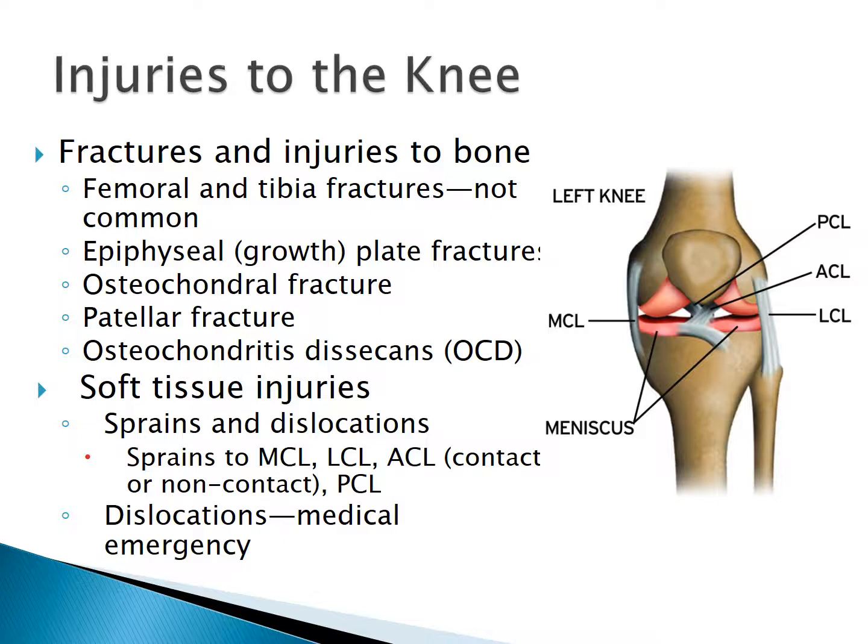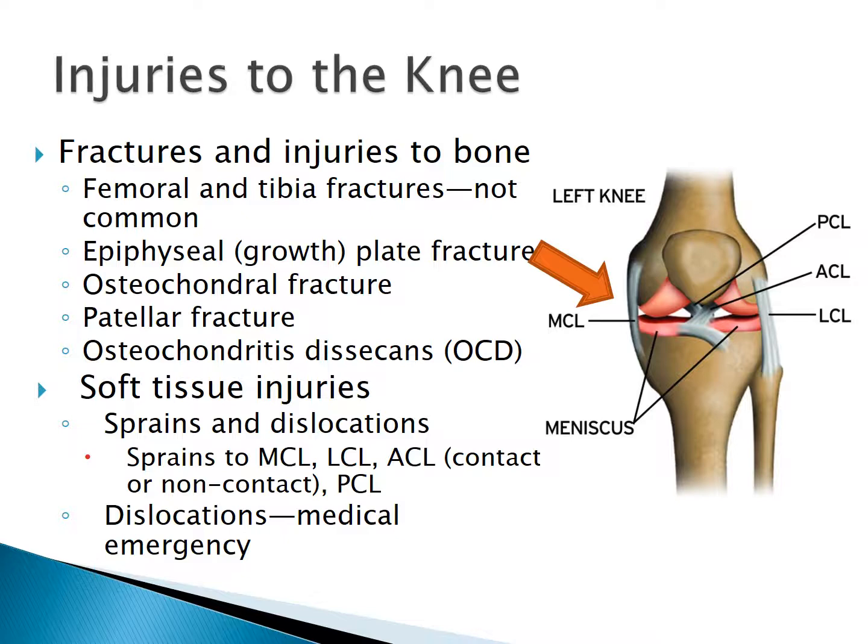Sprains to the MCL take place when the lateral aspect of the knee is hit and the resulting valgus force causes the MCL to stretch or rupture. The mechanism of injury for the LCL injury is effectively the opposite of the MCL. The knee receives a blow to the medial aspect, resulting in a varus force that causes the LCL to stretch or rupture.